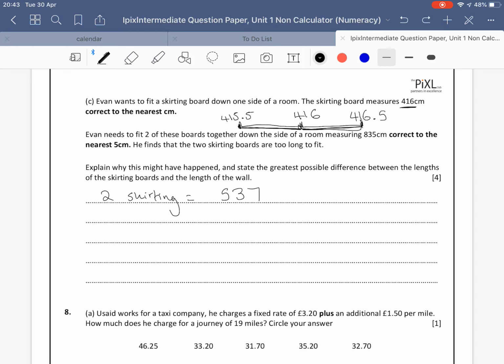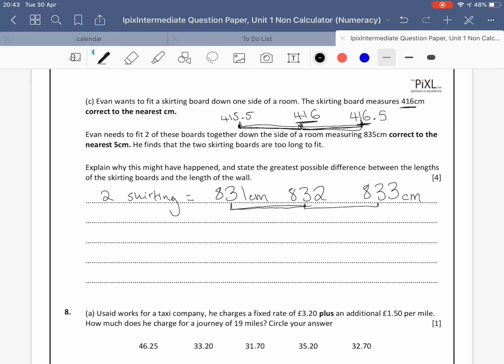Oh no, it's not 537, is it? Where have I got that number from? Oh, I know where I've got that number from. Double 415.5 is 831. It's because I've gone ahead for that. Then we need to double 416, which is 832 centimeters, and then double 416.5 is 833. So the skirting board could actually be anything between 831 centimeters and 833 centimeters.